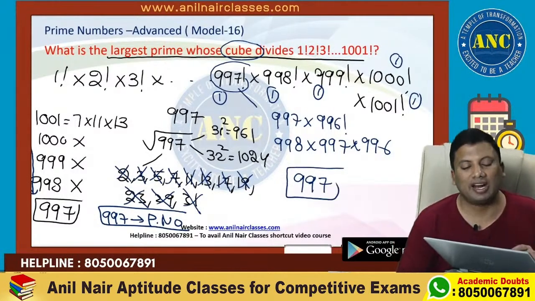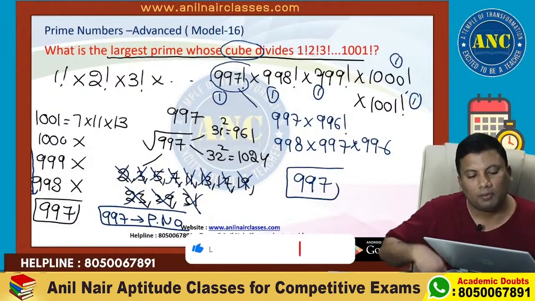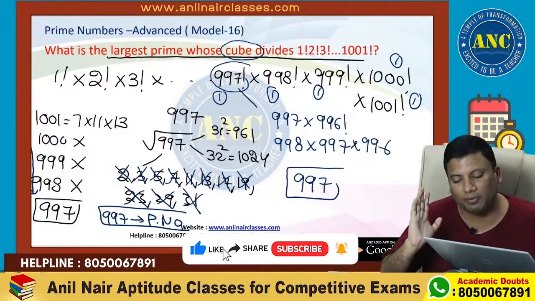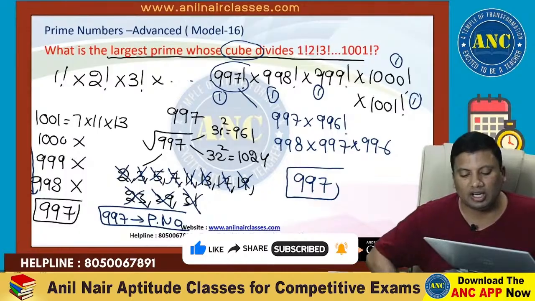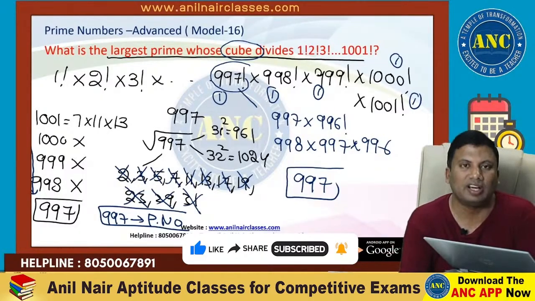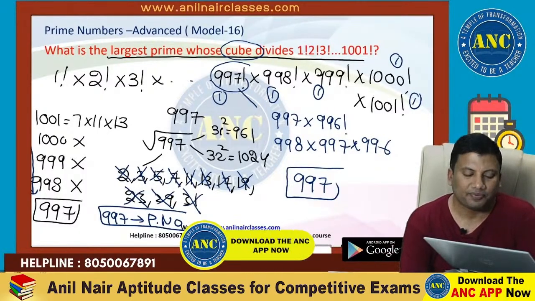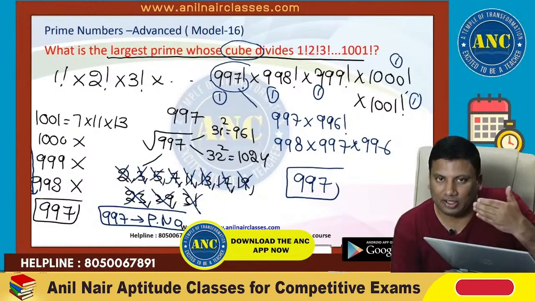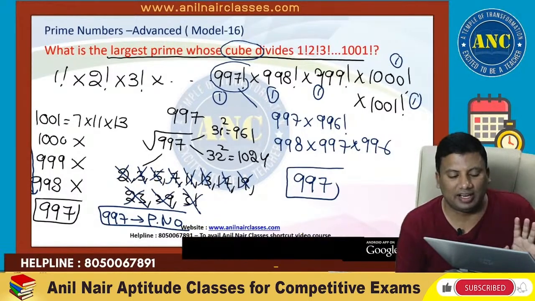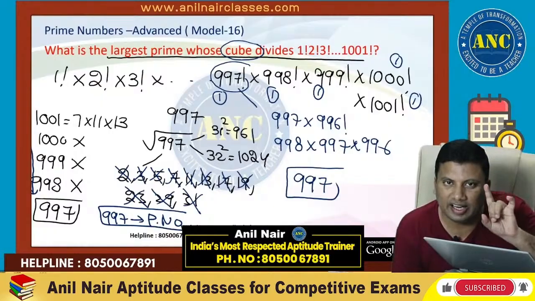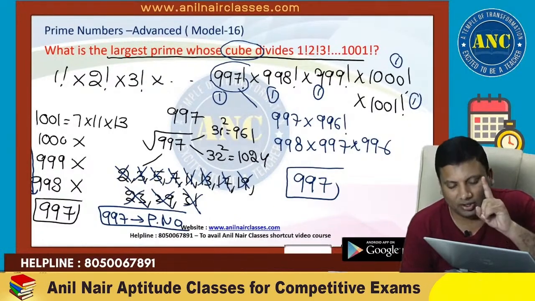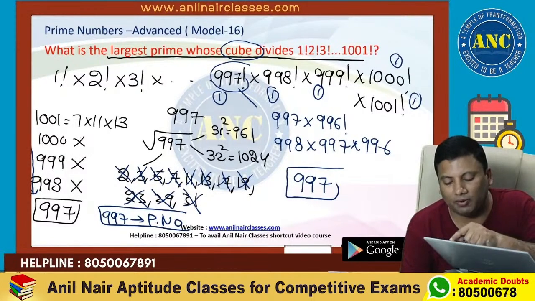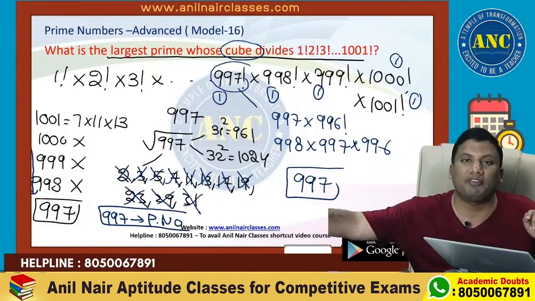So the answer is, what is the largest number that divides this number? Prime number 997. Good question. Because it is the largest prime number, start from the highest. 1001, 1000, 999, 998 all are out. 997. 997 factorial contains 1 power of 997. 998 into 997 factorial. 1 power, 1 power, 1 power, 1 power, 1 power. Total 5 powers are there.